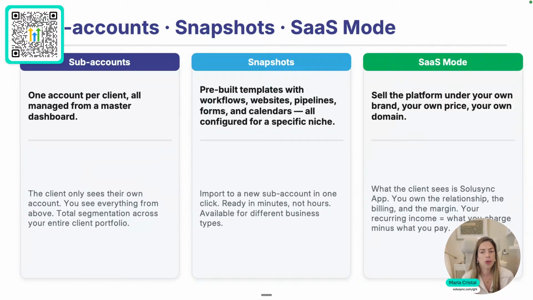When you're on SaaS mode, you basically sell the platform under your own brand, your own price, your own domain. You own the relationship with the client, the billing, the margin, the support, the onboarding. So the difference between what you pay and what you charge is your recurring income.